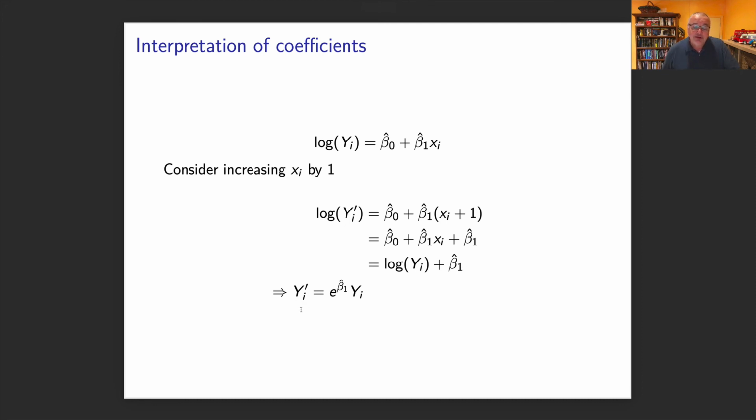So what we're finding is our new yi is basically, if I take my coefficient and I exponentiate it, it tells me how much I can multiply my yi by to get the new yi. So it's a multiplicative increase. Our coefficient, we take it, we exponentiate it, and that tells me how much I would multiply my y by to get the new y.